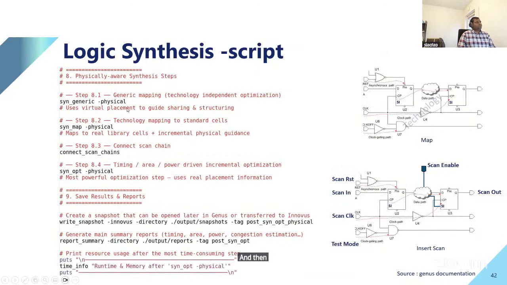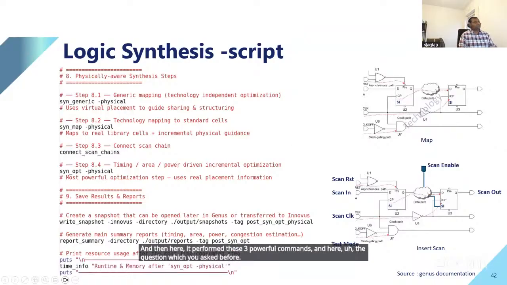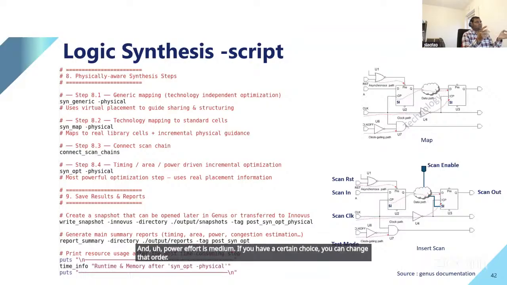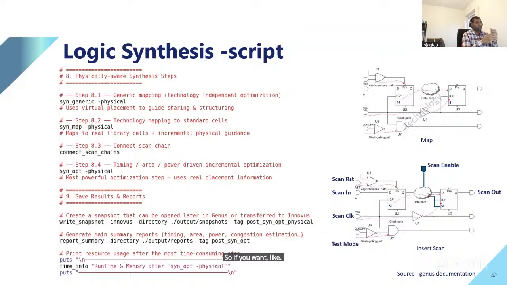And then here it performs these 3 powerful commands. And here is the question which you asked before: what's the trade-off of power, area, and timing? So this tool is by default configured at effort level medium. That means timing effort is medium, area effort is medium, and power effort is medium. If you have a certain choice, you can change that. So if you want ultra low power, you can say power effort should be high.